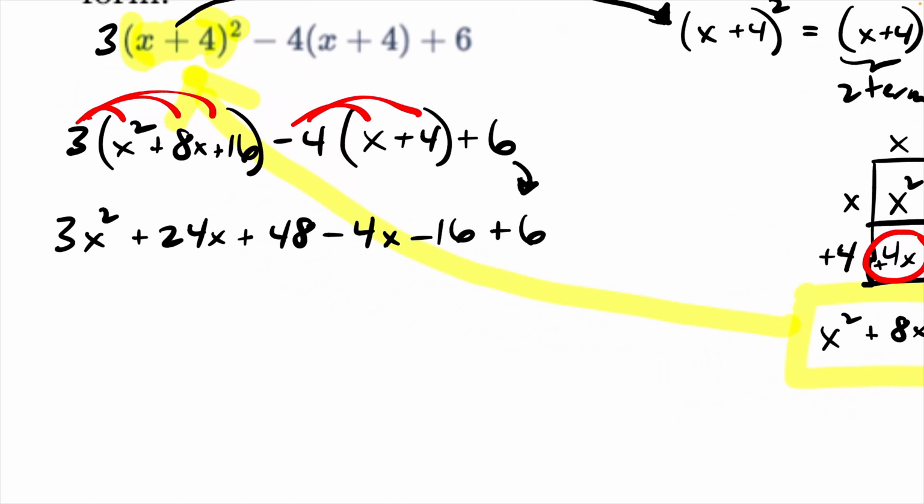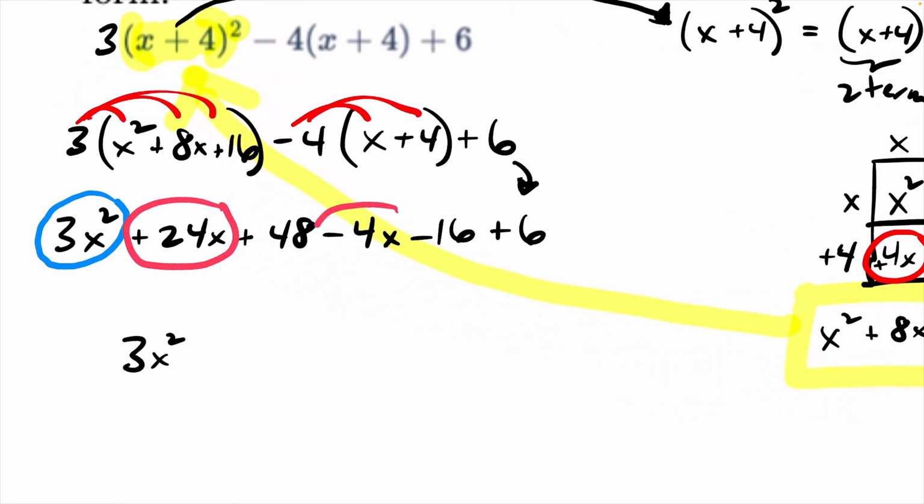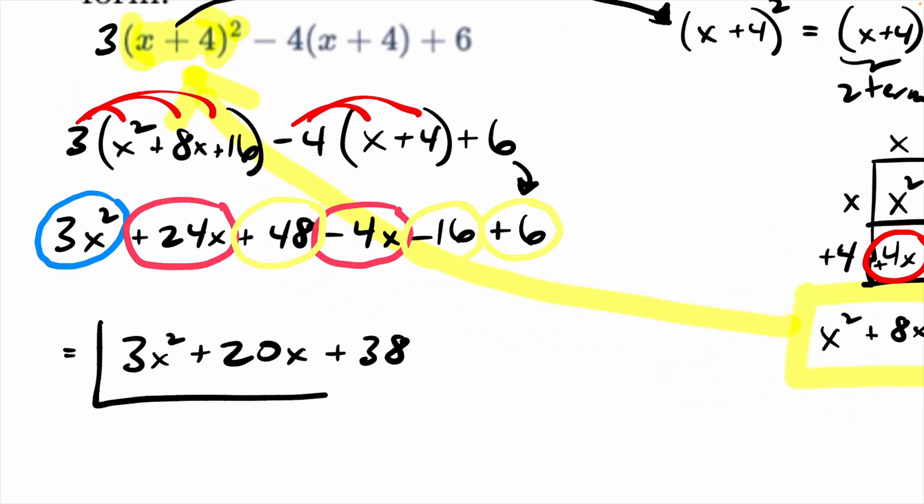Combine like terms. Well, this guy can't combine with anything. This guy can combine with this guy. Positive 20x. And then this guy can combine with this guy, which can combine with that guy. So when you do that, you get positive 38. Done.